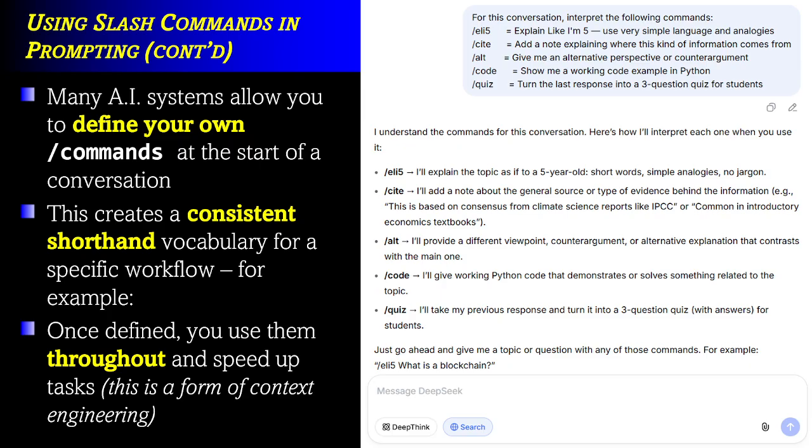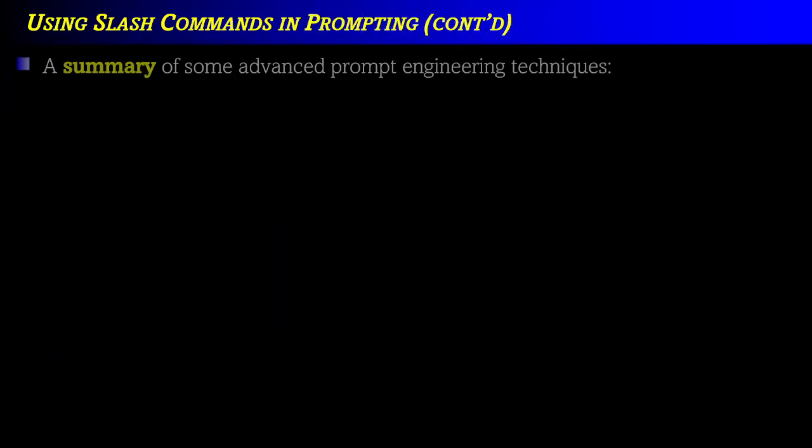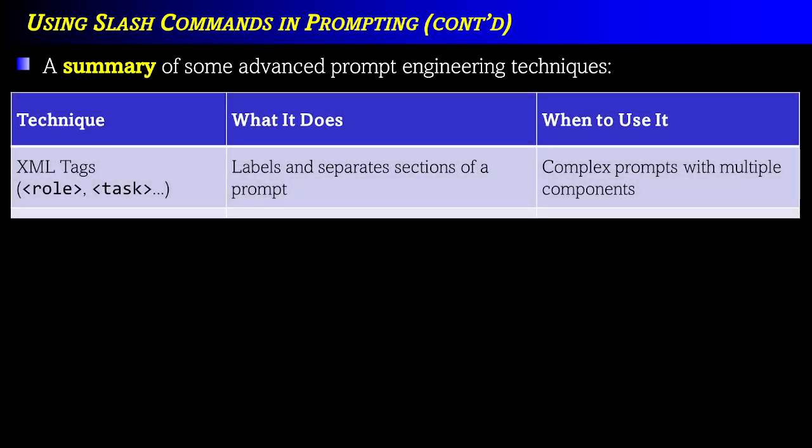And now I can iterate off this prompt because once I've created a consistent shorthand vocabulary for a specific workflow, now it's defined. I can use those shorthands throughout the conversation with the LLM and speed up my tasks. So this is a form of context engineering, a more advanced, power-user way to do it. So let's look at a summary of these advanced prompt engineering techniques I've introduced today.